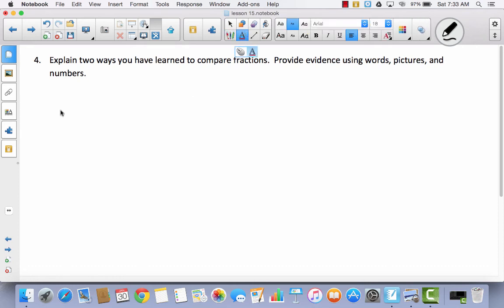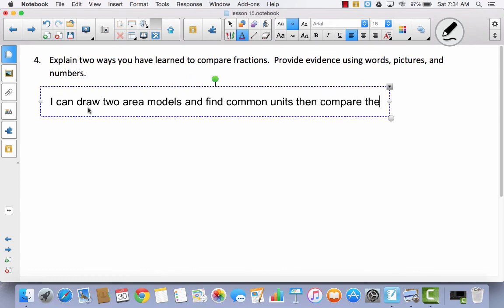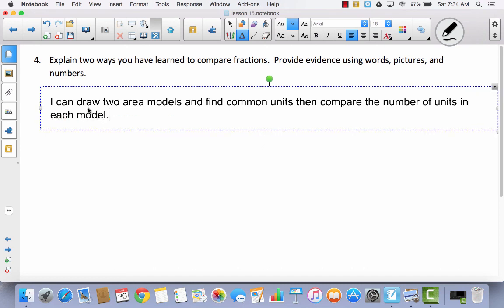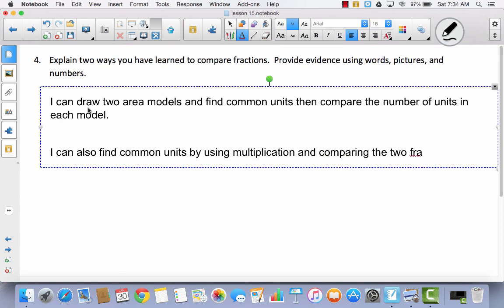So let's go ahead and say that. Okay, I'm going to type because I can type faster than I can write. I can draw 2 area models and find common units, then compare the number of units in each model. Okay, that was one way. I can also find common units by using multiplication and comparing the 2 fractions.